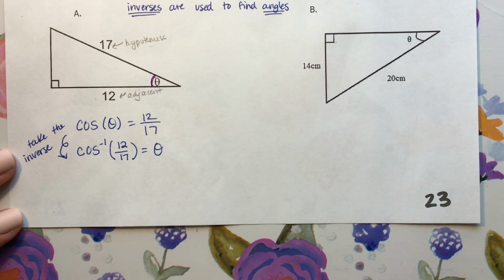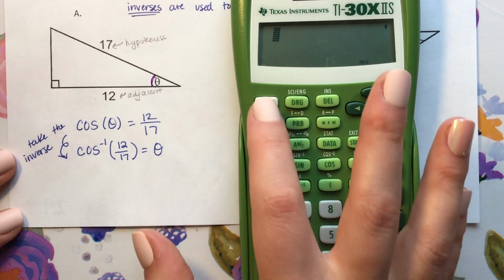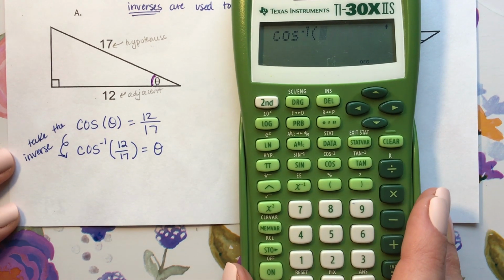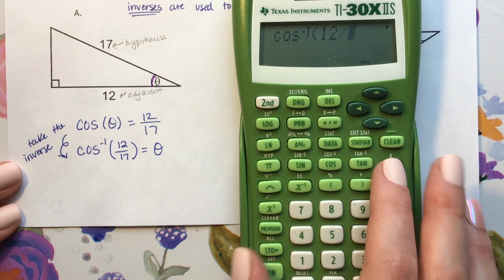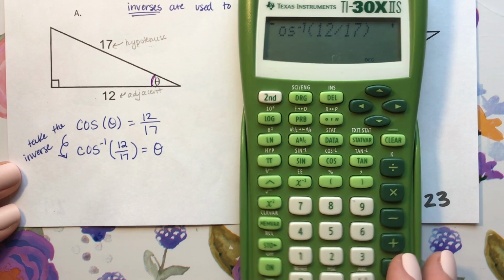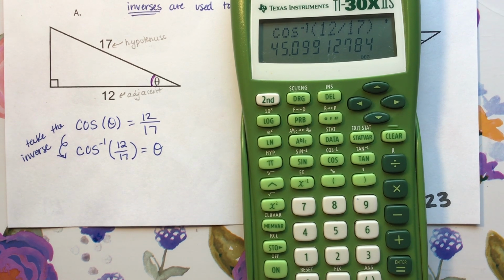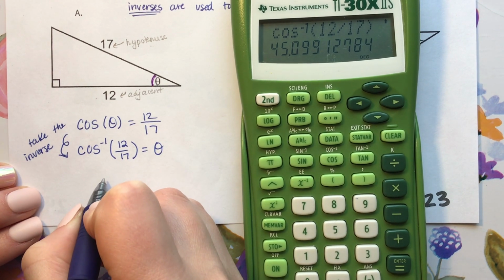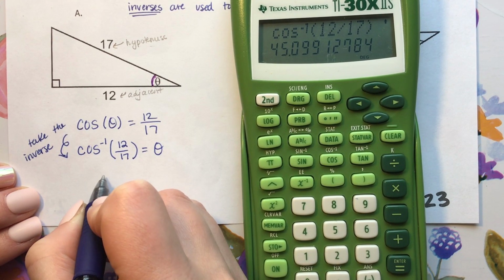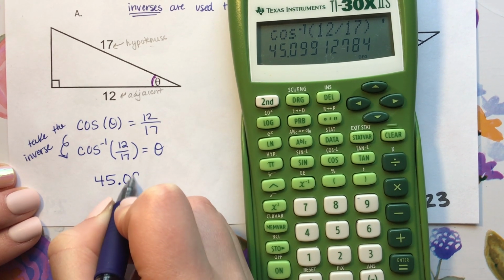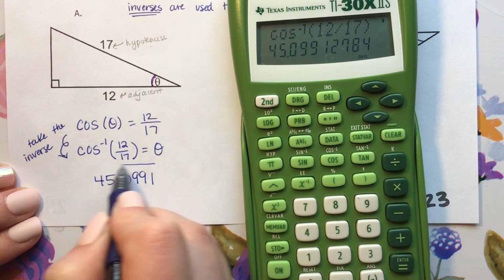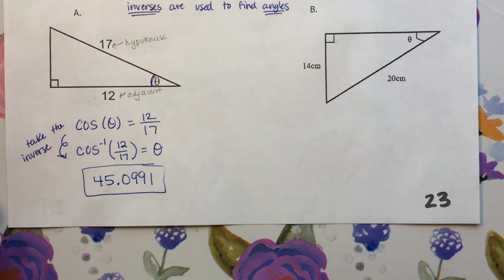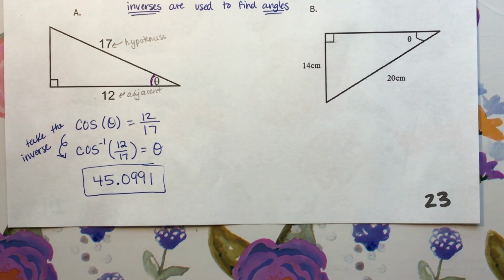At this point, we need to put this into our calculator. So I'm going to hit second and then the cosine button. And then I have 12 divided by 17, which is equal to 45.0991. There, I was looking for my pen and I couldn't find it. 45.0991. And that is the value of this angle right here.